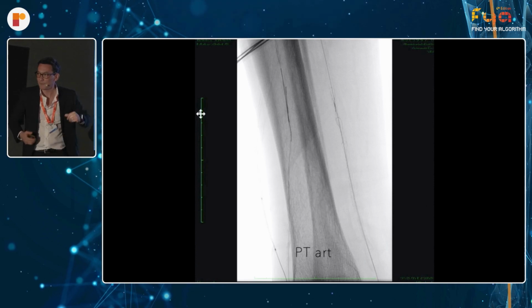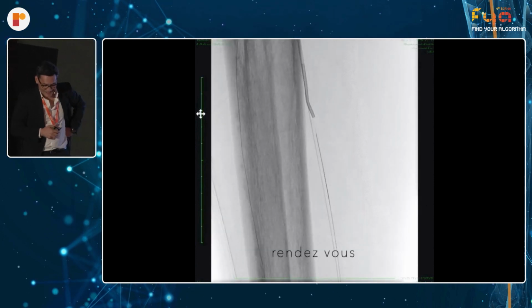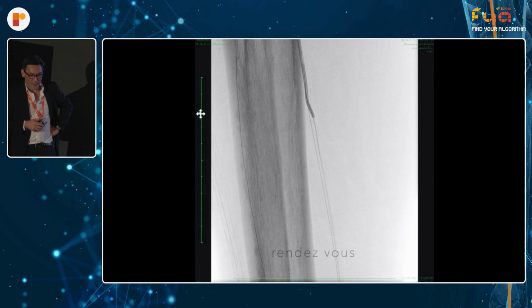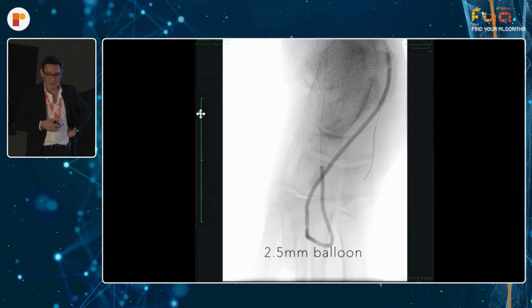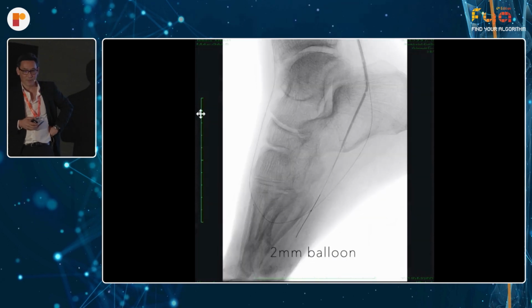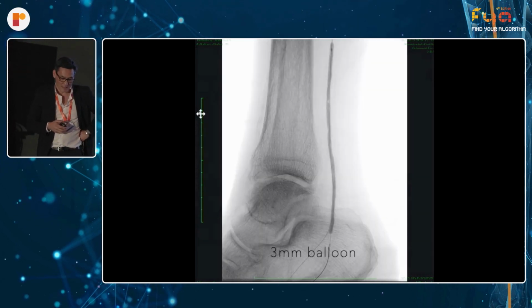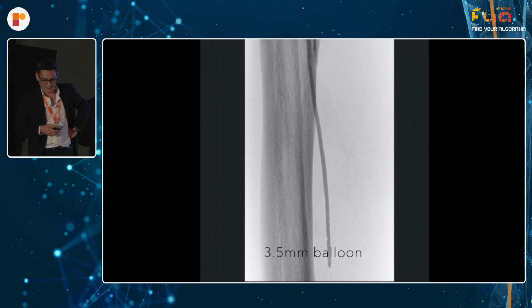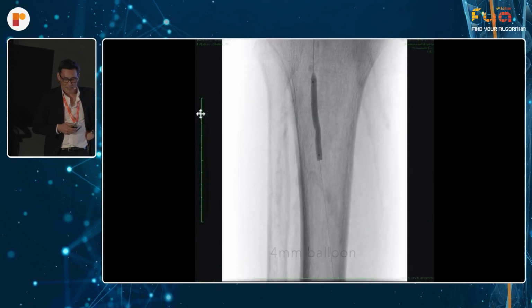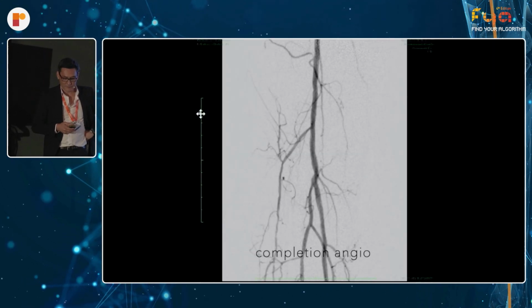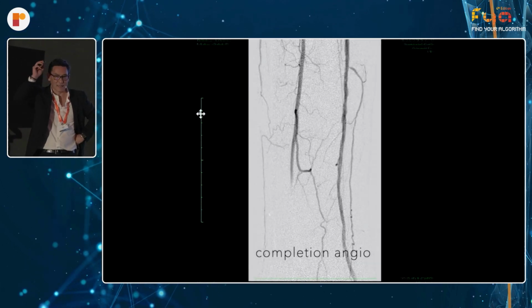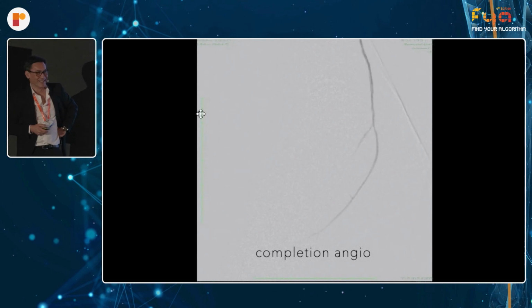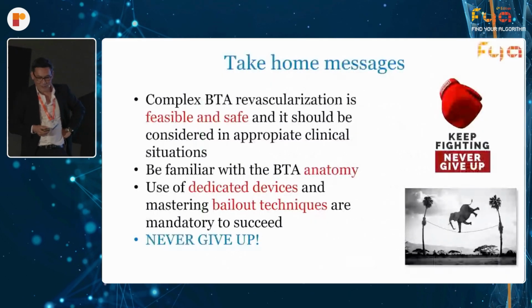I'm trying to speed up. So this is the rendezvous at the level of the catheter, balloon dilation of the lateral plantar, the arch, the DP, and also, of course, the medial plantar and the posterior tibial. And this is the final outcome. 4 millimeter at the level of the TP trunk, just to go back to the size of the vessel. At least, even 10 sometimes. So this is the final outcome.